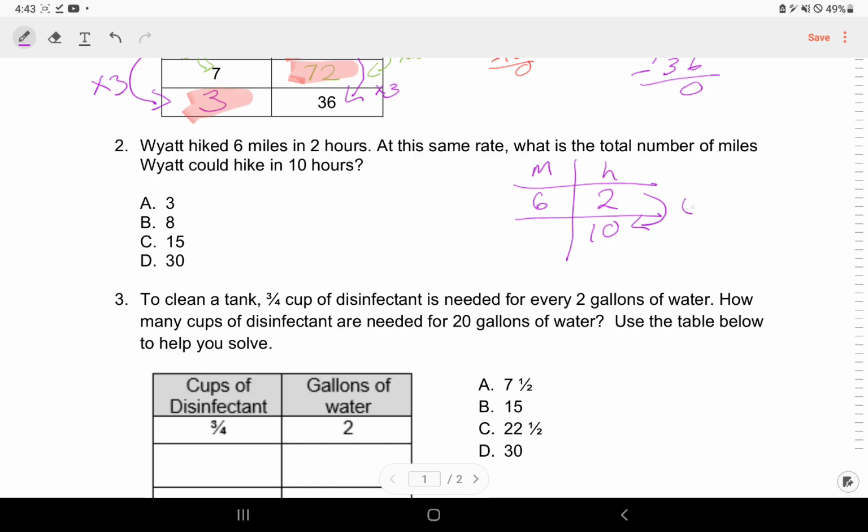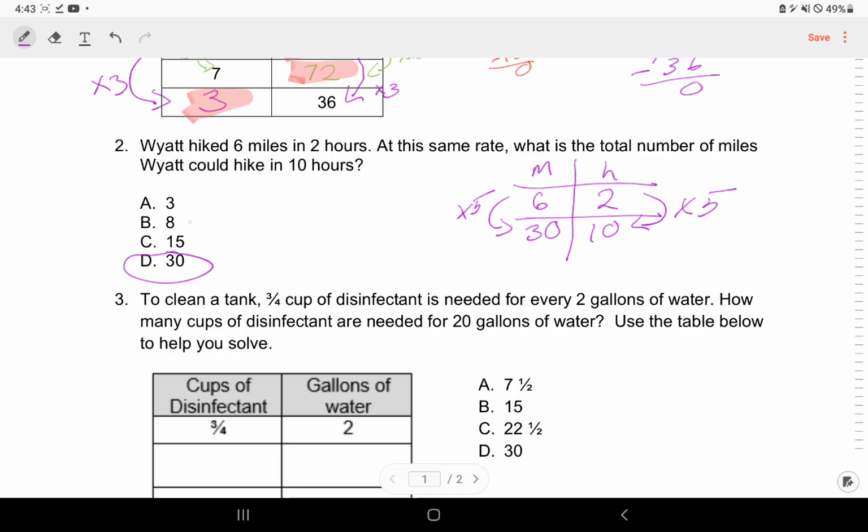Well, to get from there to there, I multiplied by 5. So times 5. Well, 6 times 5 is 30, so 30. Now, 3 doesn't make any sense because there isn't a 3 anywhere in here. The only way to get a 3 is 6 divided by 2, but that makes no sense because you're not going to do less miles if you walk longer.